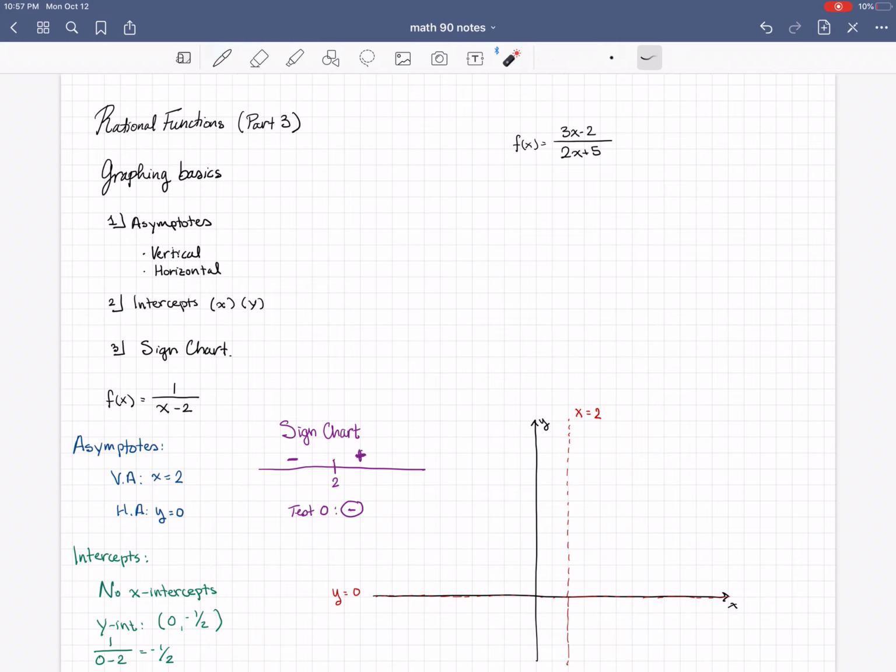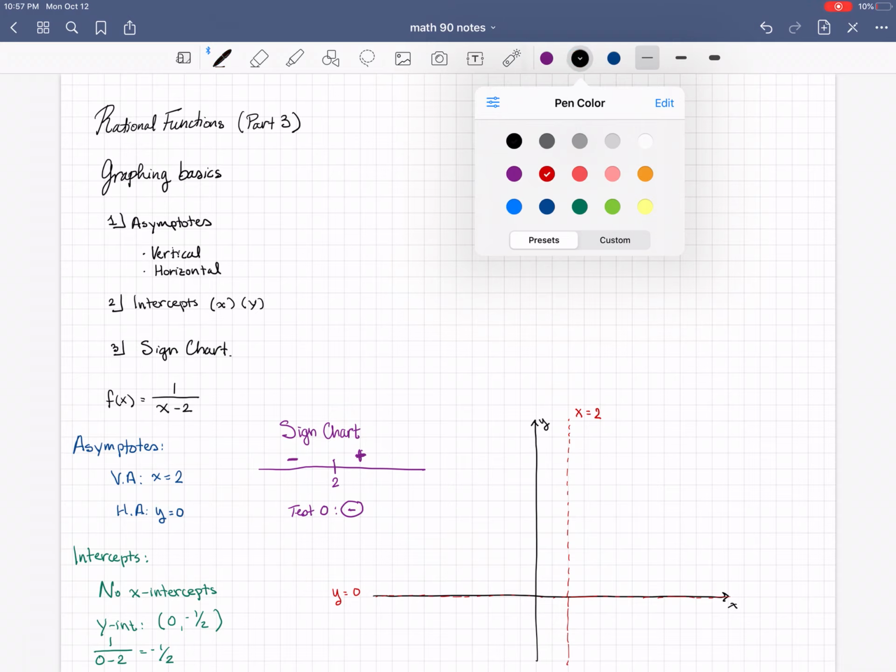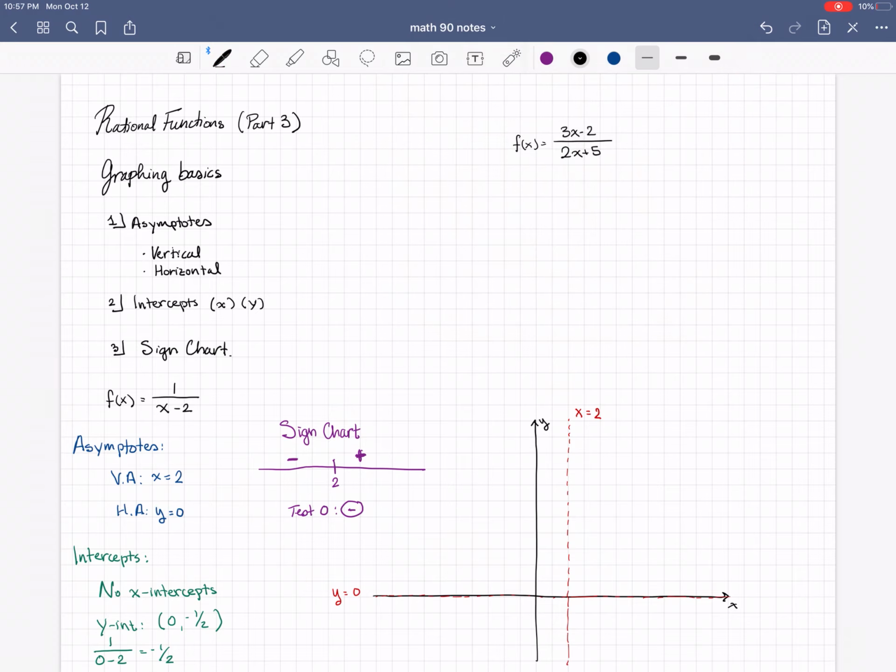Notice, this is important, I saw that I have no x-intercepts, which means that my graph does not cross its horizontal asymptote. It's possible to cross the horizontal asymptote, but this graph does not. Next, let's plot the intercepts that we do have. So we have the y-intercept (0, -1/2), which is about there.